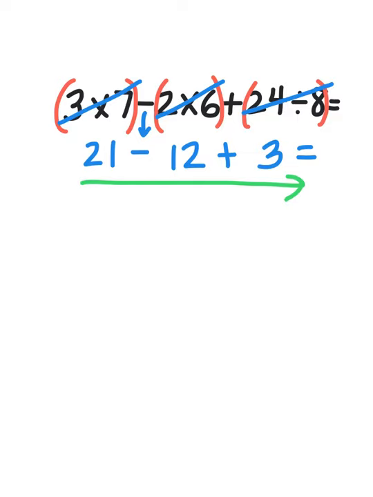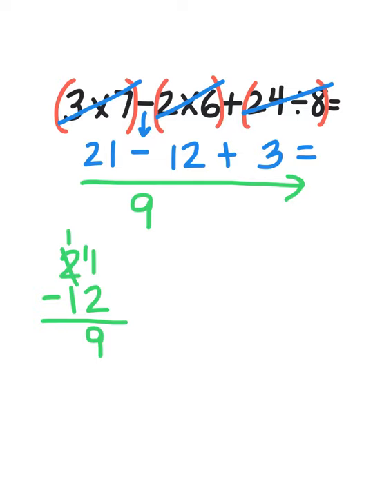So the first part says 21 minus 12. That might not be so easy to do in our head. Let's see what 21 minus 12 is if we write it this way. 21 minus 12. We can borrow from the 2, and now we have 11 ones. 11 minus 2 equals 9. 1 minus 1 is 0. So we see that 21 minus 12 is 9.